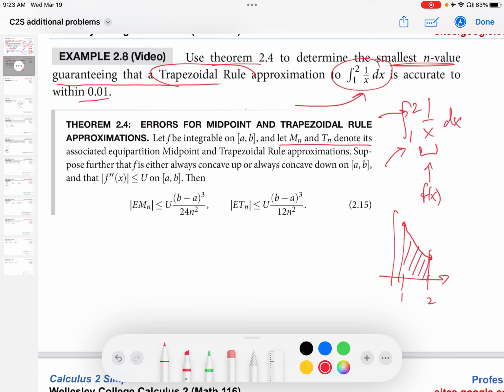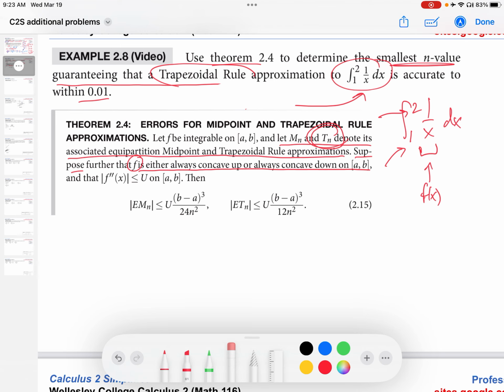This part, let M_n and T_n be associated trapezoidal rule approximations. Got that. We're working with that one. Suppose one more hypothesis, that f is either always concave up or always concave down on [a, b]. Okay, so let's double check that.